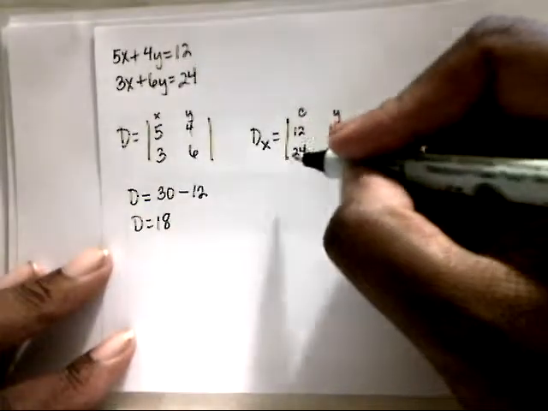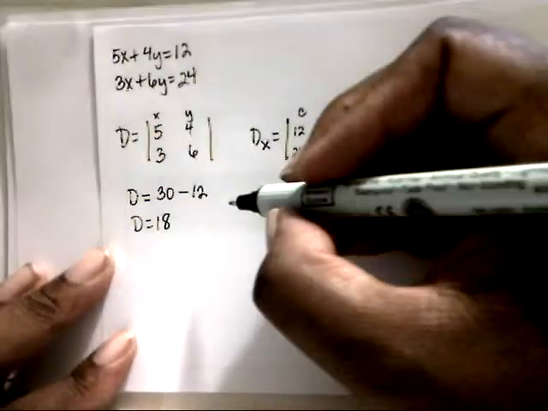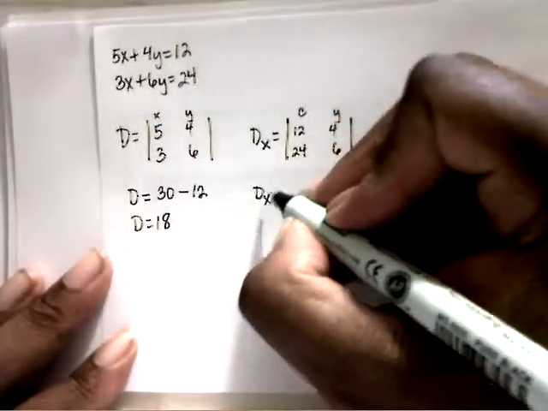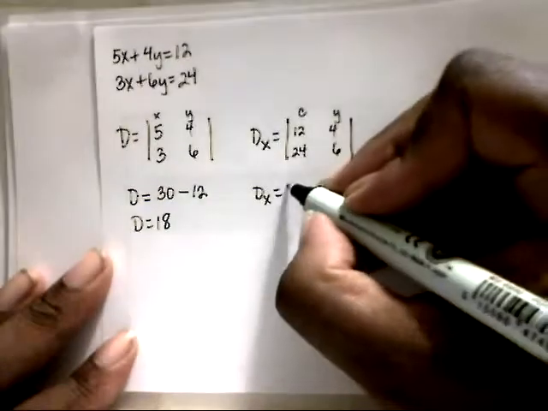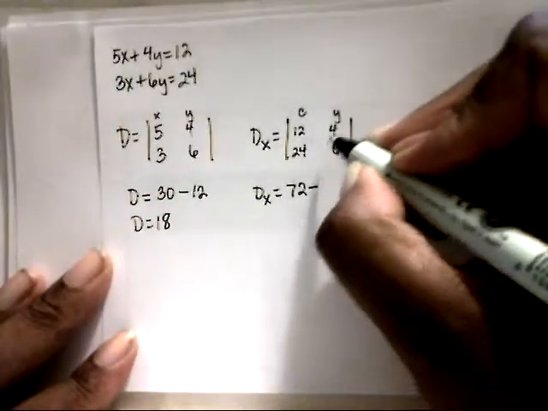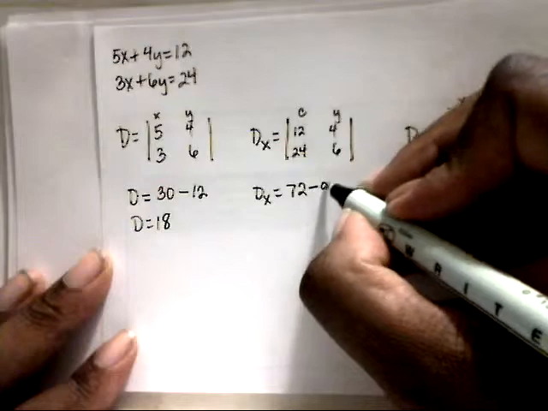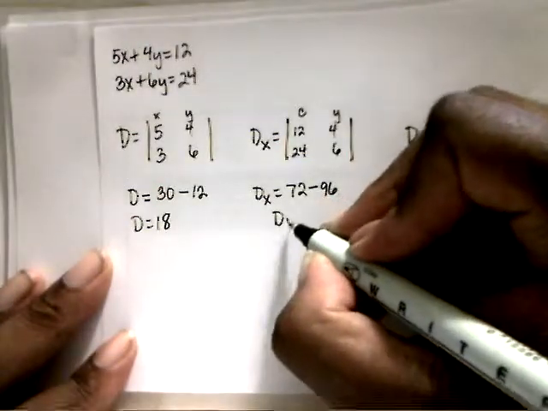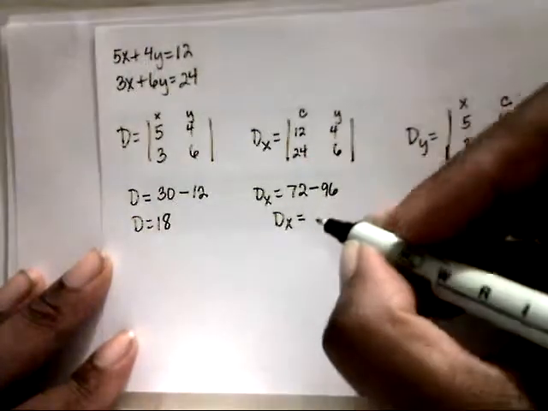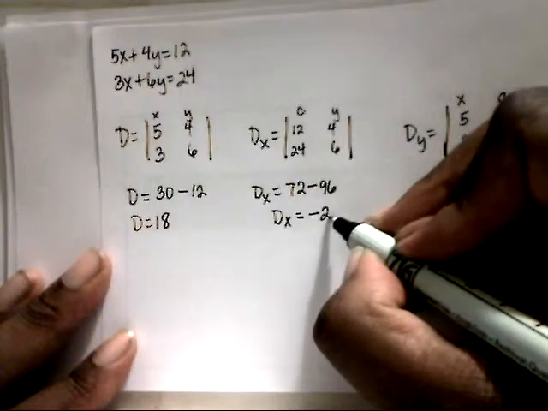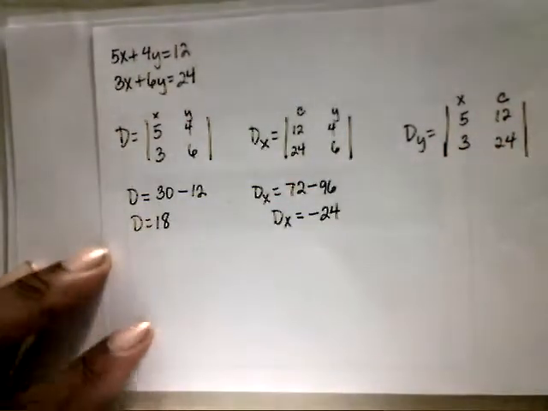Now for the determinant of x, we're going to do, in this case, 12 times 6, that's 72, minus 24 times 4, that's 96. So 72 minus 96 will be negative 24.